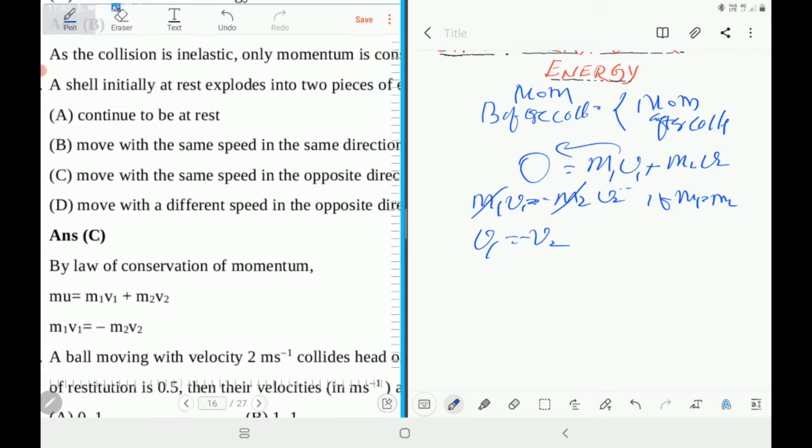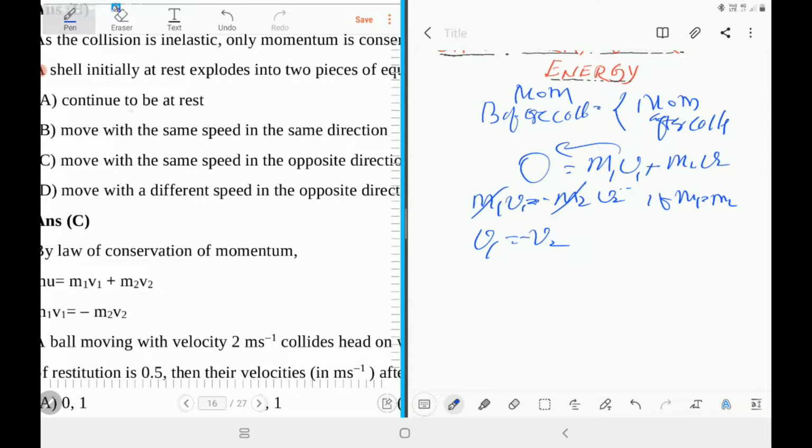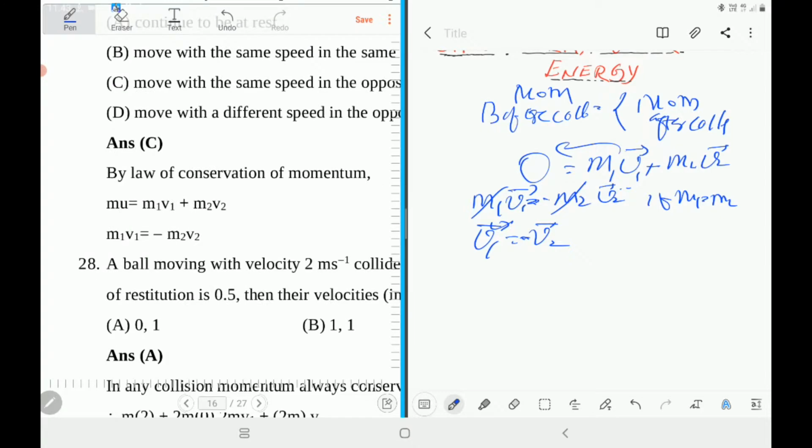So your options are: continue to be at rest, move with the same speed in the same direction, or move with the same speed but in the opposite direction. You may write an arrow over it, right? Because they are vector quantities, masses same, so speed same, but in the opposite direction. That's all. It's a very simple calculation.